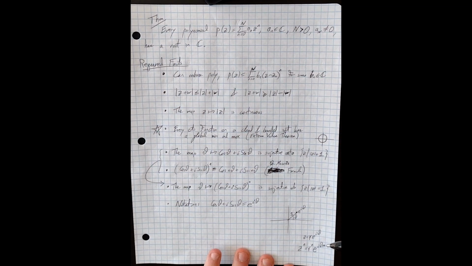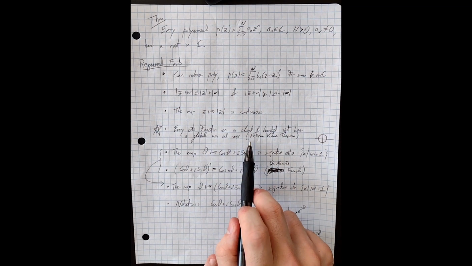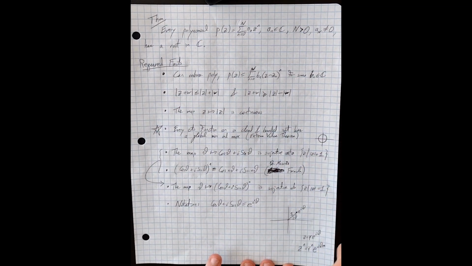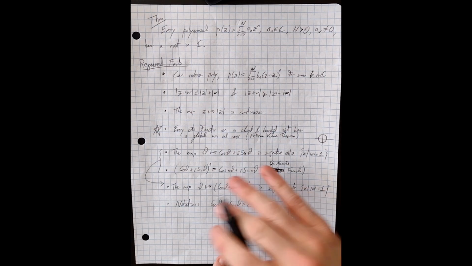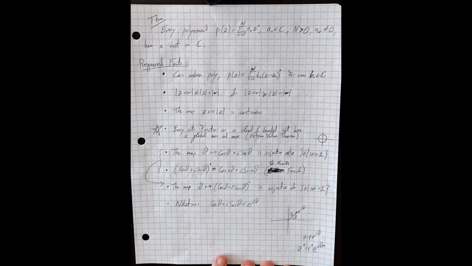So these are all the facts you need about complex numbers. Other than the extreme value theorem, they're very basic, fundamental facts that are easy to cover, and easy to convince yourself are true. And this is all you need to prove the fundamental theorem of algebra.